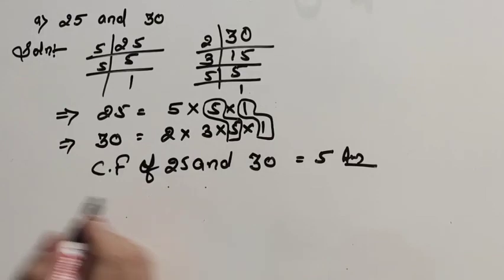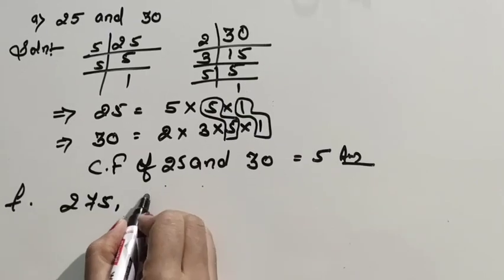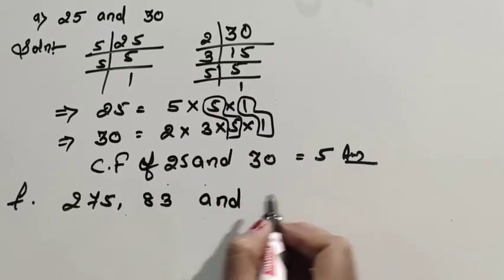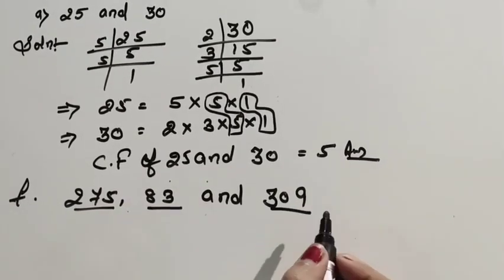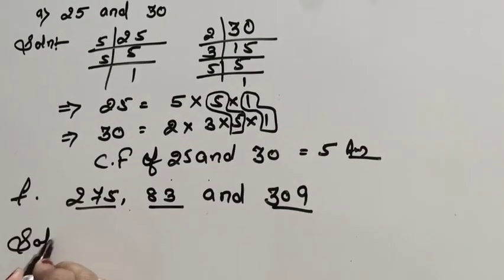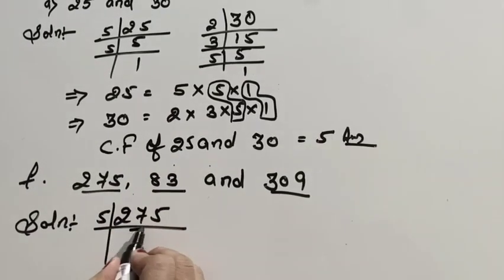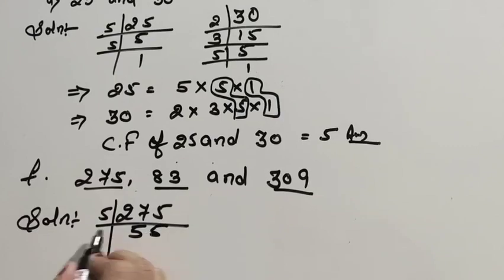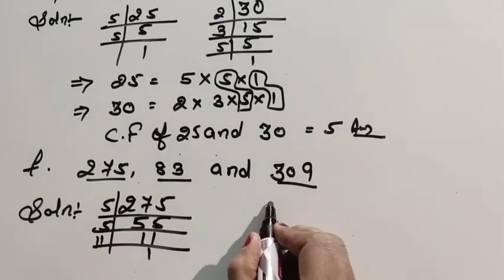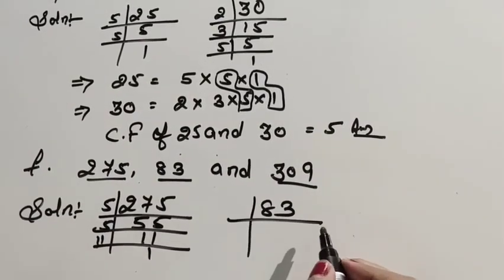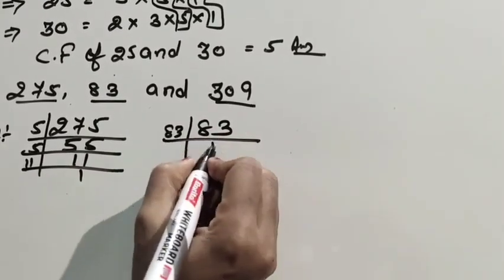One more question I have to solve, question number 5, which is little lengthy. 275, 83 and 309. The method will be the same, only 3 numbers are given, to find the common factor. Same process. 275 divide with 5, 5 5s are 25, 5 table 11 times, 11 table 1 times. Clear? Now 83 will be divided. 83 will divide only by 83. So 83 1s are 83.